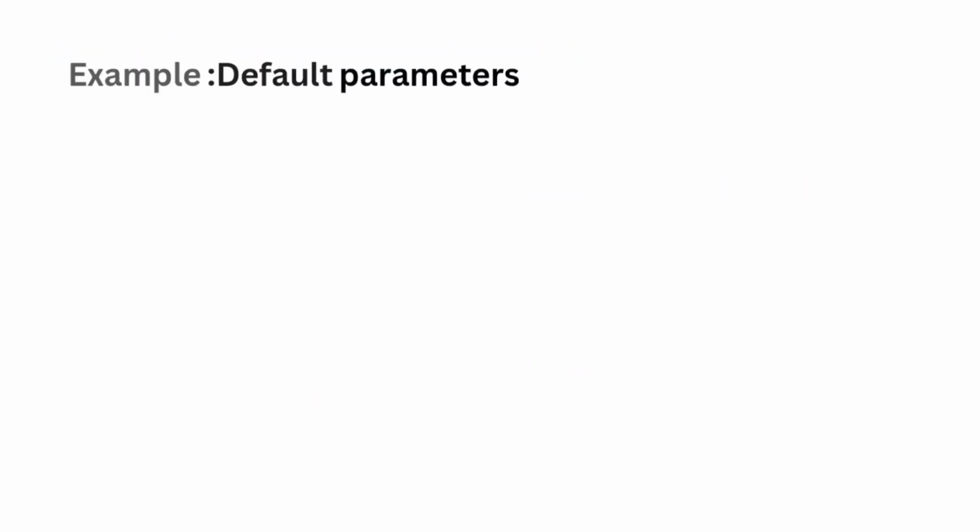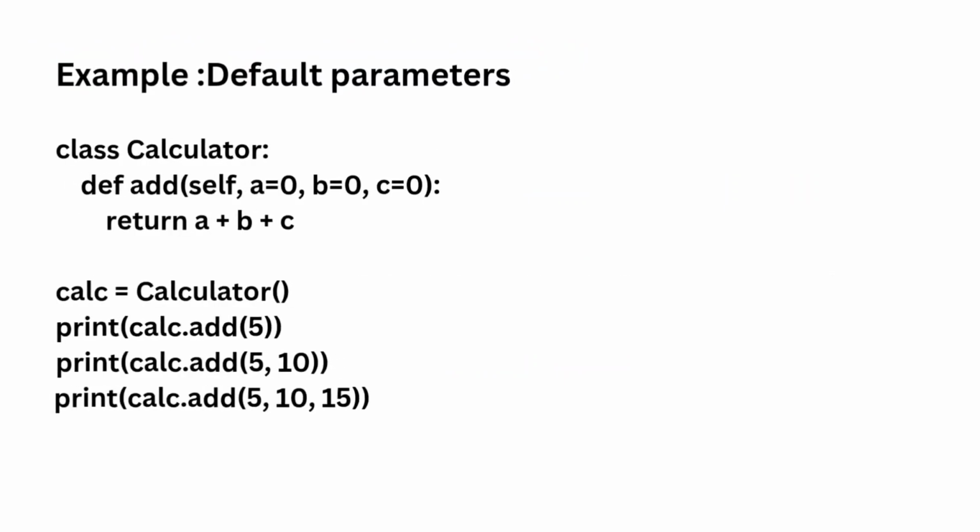Let's see an example of default parameters. Here we are technically using one method, add, but with different numbers of arguments. So thanks to default values, it works like multiple versions of the same method. That's method overloading, Python style.